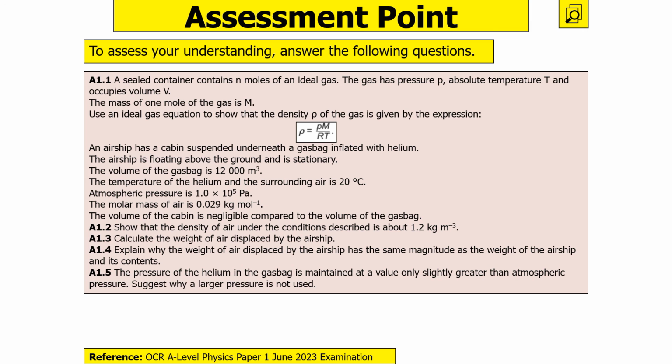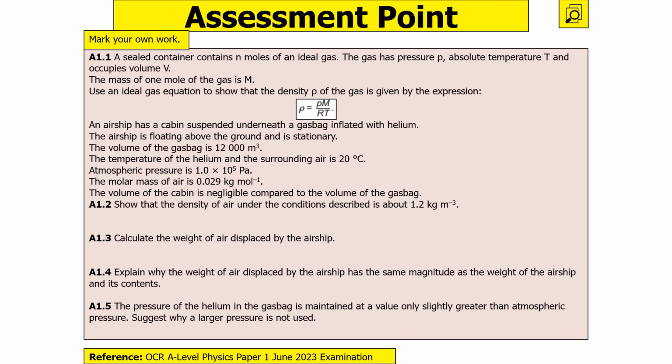Calculate the weight of air displaced by the airship. Explain why the weight of the air displaced by the airship has the same magnitude as the weight of the airship and its contents. And the pressure of helium in the gas bag is maintained at a value only slightly greater than the atmospheric pressure. Suggest why a larger pressure is not used. So pause the video now, then unpause the video when you want to go through your answer.